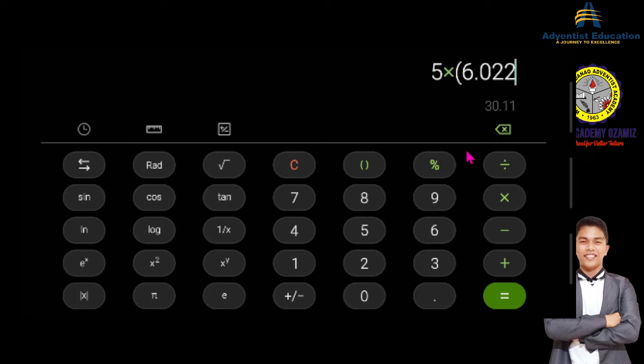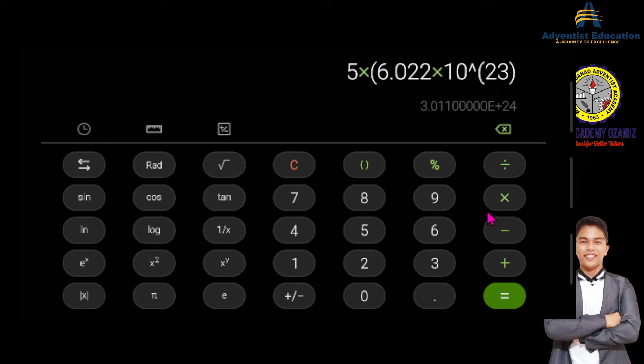I just want to remind you that we have a lot of conversion calculators on the internet, but I discourage you from using those because the problem is you will not be able to know how to calculate. So you need to calculate using your calculator. Do not just use the conversion on the internet. So times 10 to the power of 23.